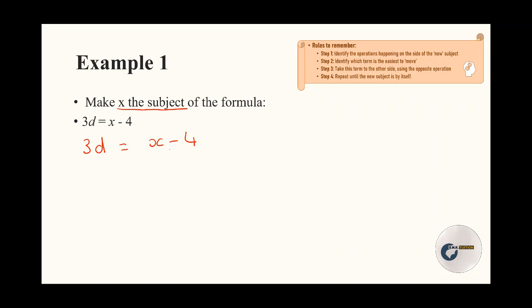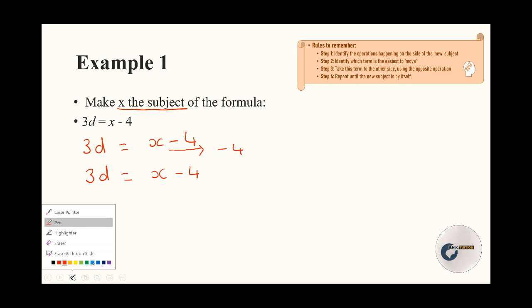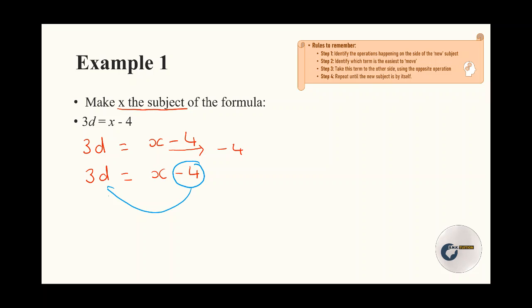Now here we can see that this is an operation, minus 4. So we are subtracting 4 as one of our operations, and that's the only operation we can see. So then step 2, identify which term is the easiest to move. So there is only one term here that we can move to the other side, and that is minus 4. So we've identified that it's minus 4, so I'm just going to use a different colour. We know that we have to move this to the other side.